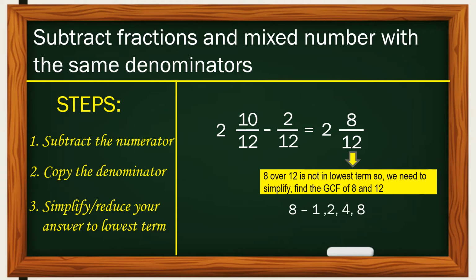So what are the factors of 8? So we have 1, 2, 4, and 8. What are the factors of 12? So we have 1, 2, 3, 4, 6, and 12. The greatest common factor is 4. So we're going to use 4 as the divisor. So 8 divided by 4, then 12 divided by 4 is equal to 2 over 3 or 2/3.